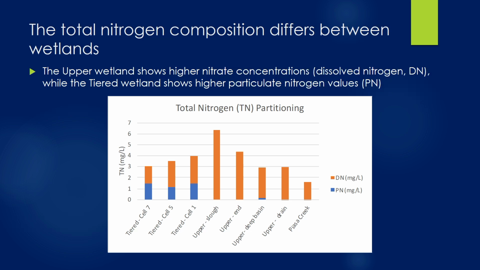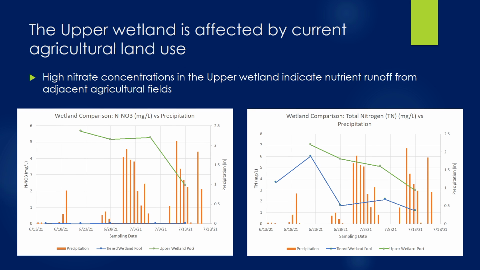And we suspect this relates back to the vegetation status of that tiered wetland. Because it is more sparsely vegetated, the soil is less protected, and so we expect to see more particulate and organic matter in the water. As for the upper wetland, that is much higher in the orange dissolved nitrogen, and this indicates that it may be impacted by agricultural runoff. Again, those high nitrate or dissolved nitrogen concentrations indicate to us that the upper wetland is being impacted by fertilizer runoff.